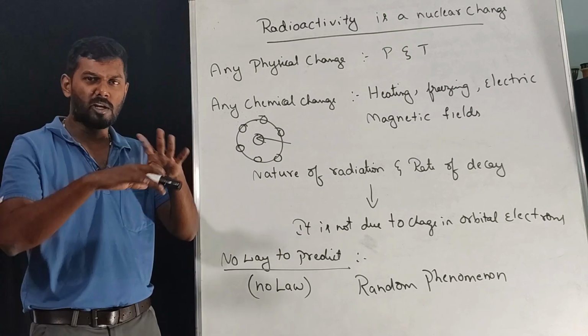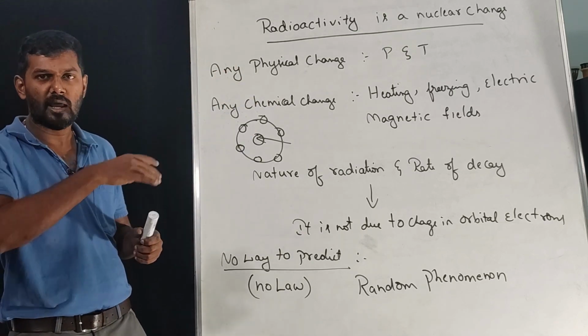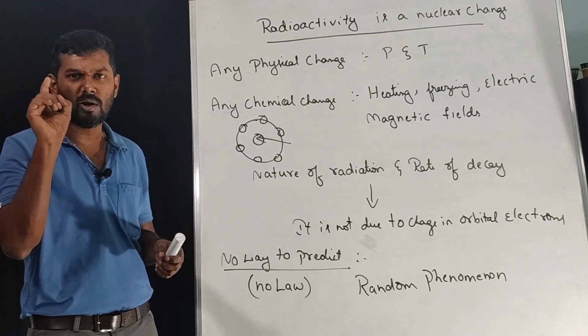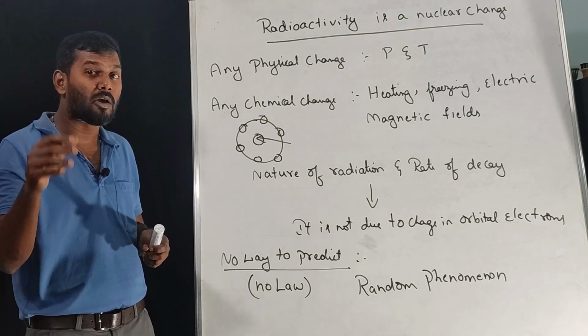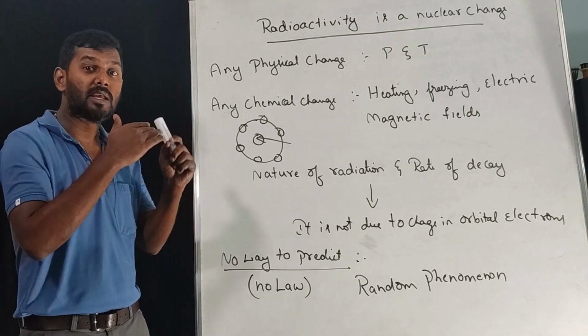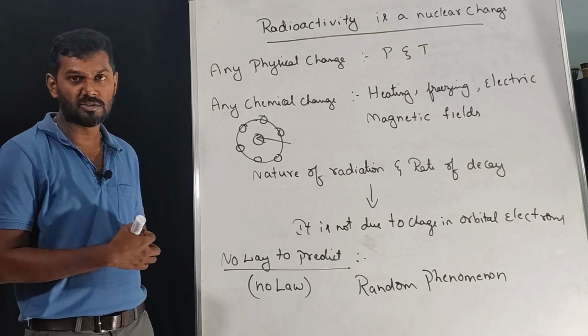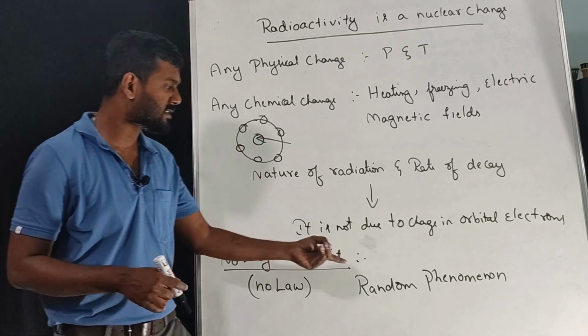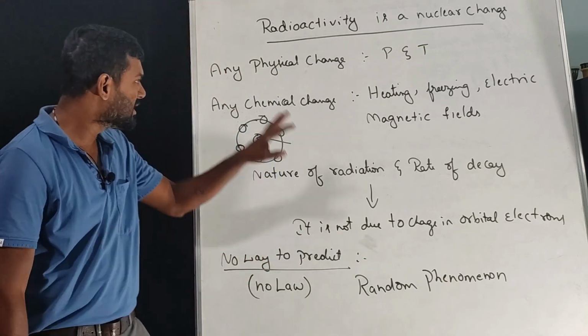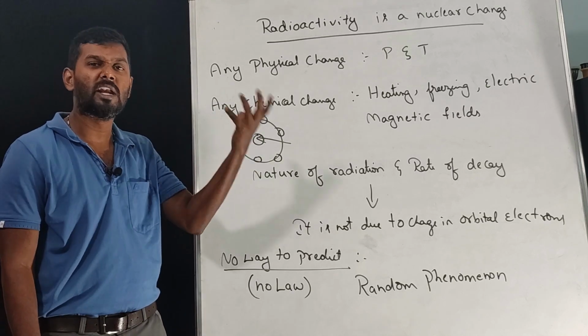Why? Because assume there are many atoms in a substance. In each and every atom we have one nucleus, correct? We cannot predict which nucleus of which atom is emitting the radiations. So that is why it is called a random phenomenon. So these are the facts about radioactivity.